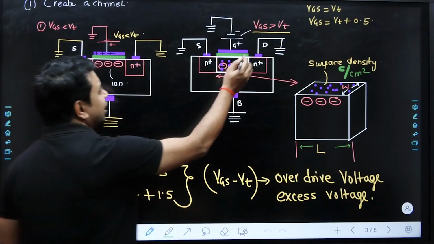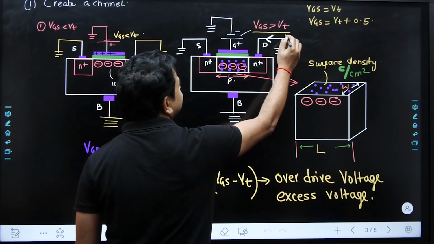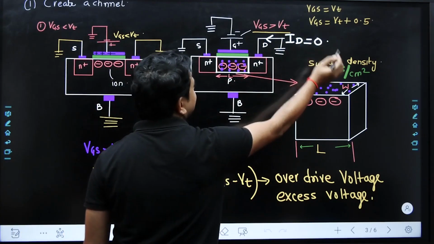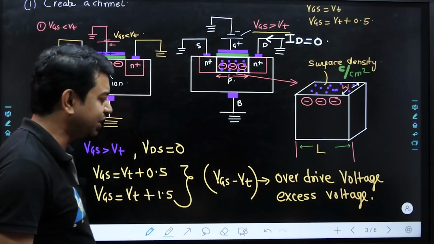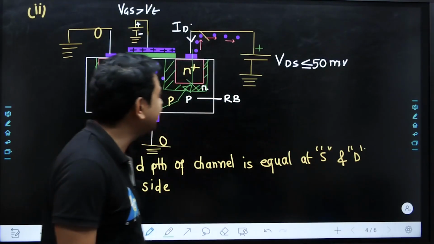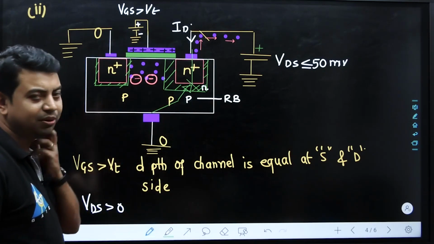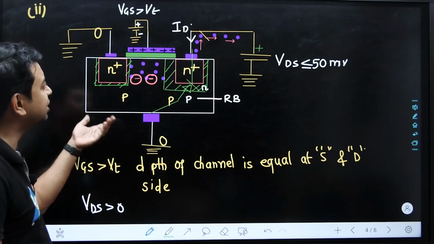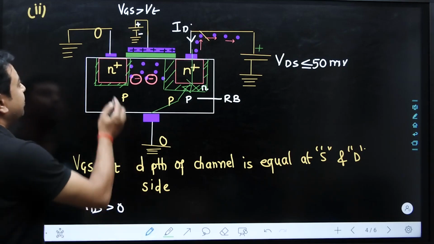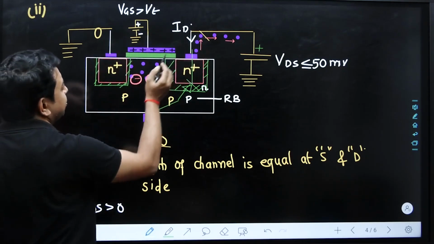Why don't we have any current? Because the drain potential will be equal to 0. Unless we are applying a drain potential, we don't have a current. So definitely we are having a current here, and this is because of the electrons which are moved, because of the present potentials, which is a positive potential here.